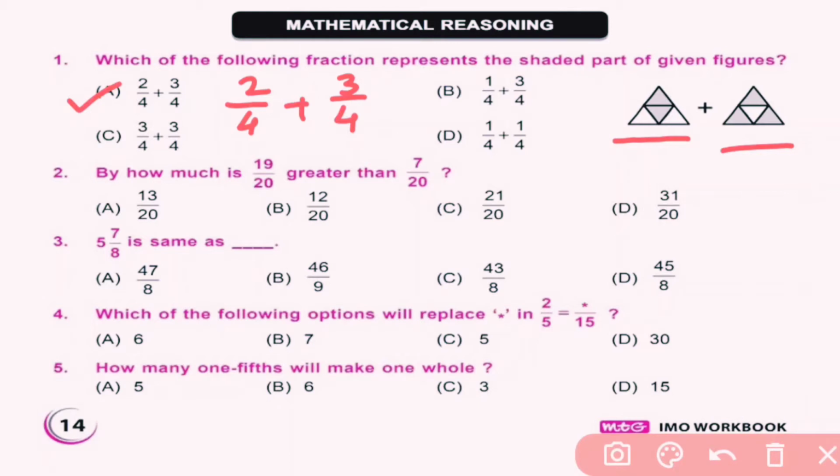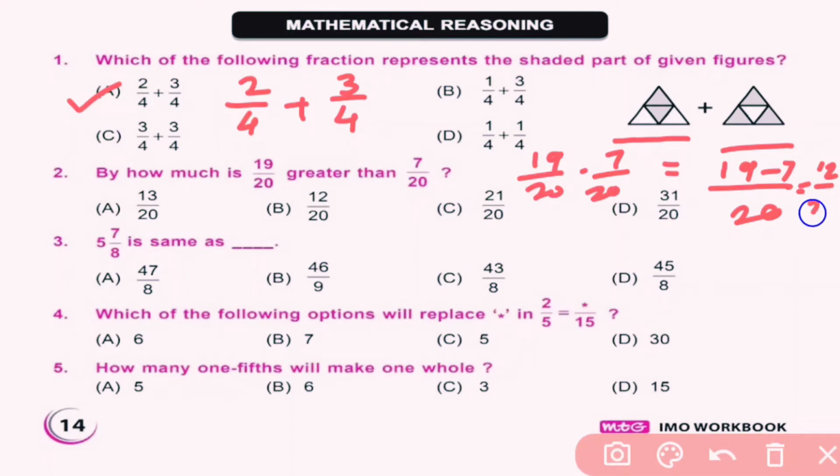Now question number 2. By how much is 19 by 20 greater than 7 by 20? So here we subtract 7 by 20 from 19 by 20. Here both denominators are the same, so we can directly subtract. So 19 minus 7 is 12 by 20. So B is the correct answer.